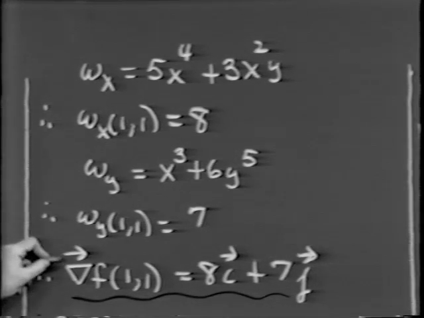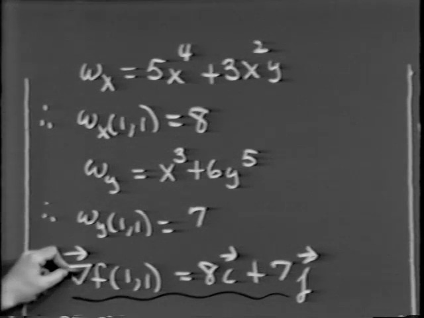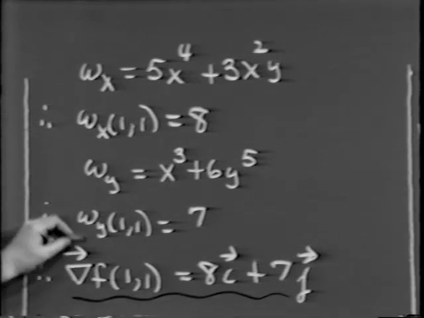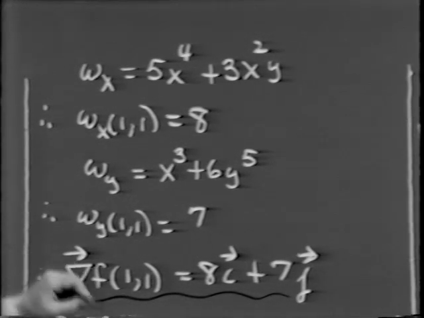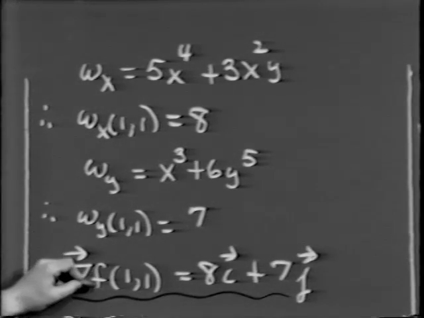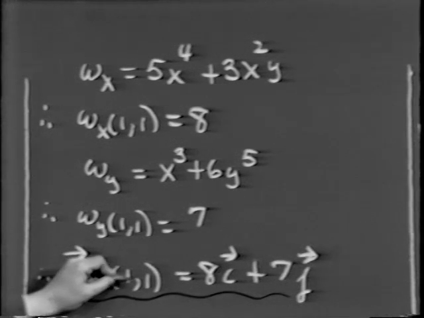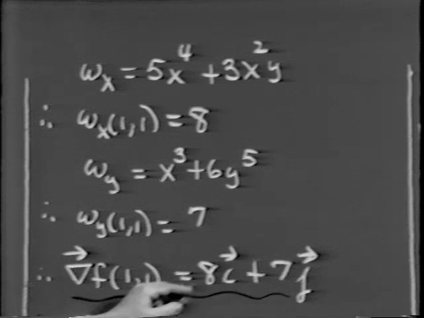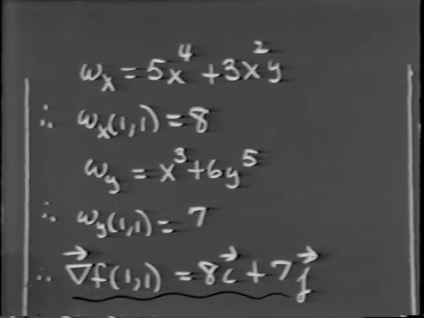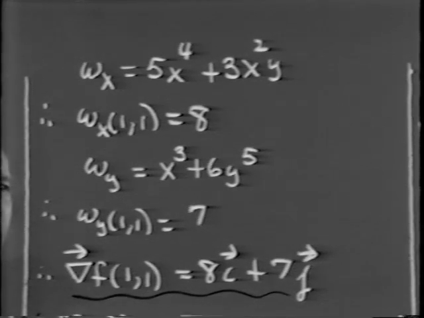In other words, then, by definition of our gradient, which is the partial of f with respect to x evaluated at (1, 1) times i, plus the partial of f with respect to y evaluated at (1, 1) times j, the gradient of f at (1, 1) is just 8i plus 7j. Very easy to write down mechanically when you're using Cartesian coordinates.